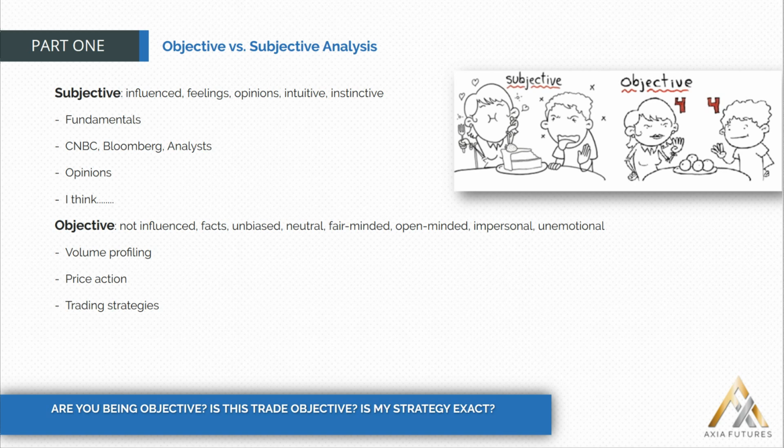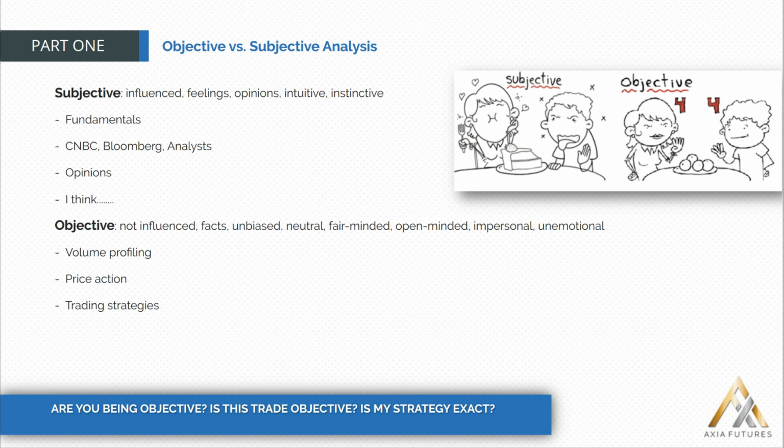This is by far one of the most important principles you're going to learn in part 1. Objective versus subjective analysis. So what is the difference between the two? Well, subjective or subjectivity is influenced, or feelings or opinions, or intuitive or instinctive. It's this opinion we have about something having to occur because we feel it should.